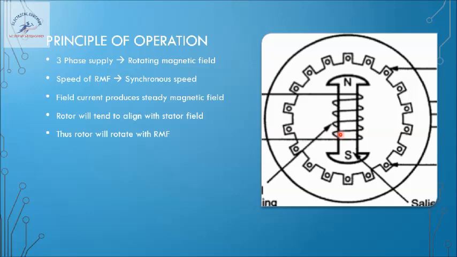Now the rotating magnetic field is rotating at synchronous speed and the rotor tends to align with the stator field. Thus the rotor will also rotate at synchronous speed. Since this motor rotates at synchronous speed, it is called a synchronous motor.